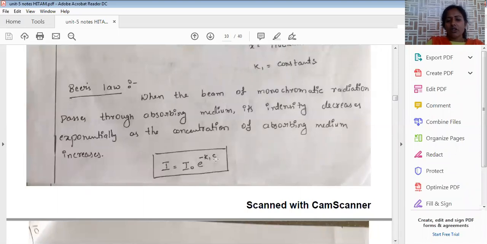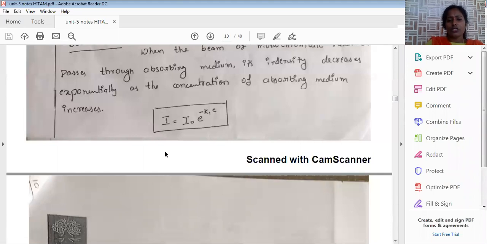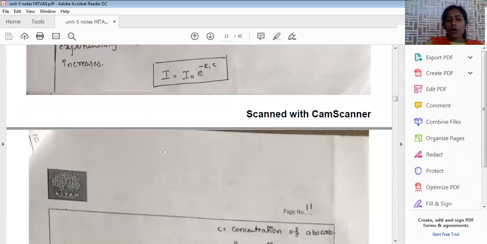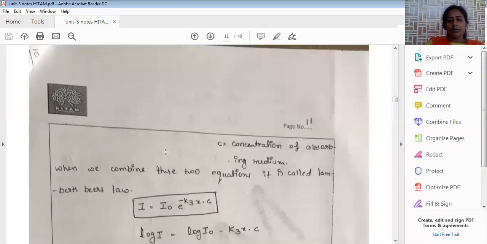Here C stands for concentration, k1 is the proportionality constant, I naught is the incident light intensity, and I is the intensity of light after passing through the given sample. So this is Beer's law, which is mainly applied to solutions where we can measure the concentration. In the case of solids, it is measured in terms of the thickness of the medium.